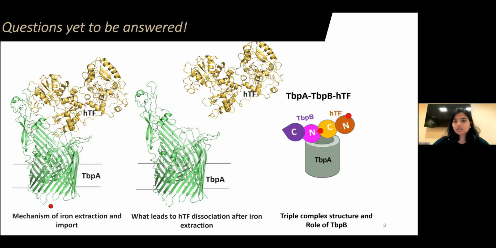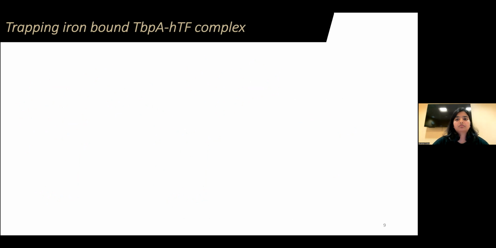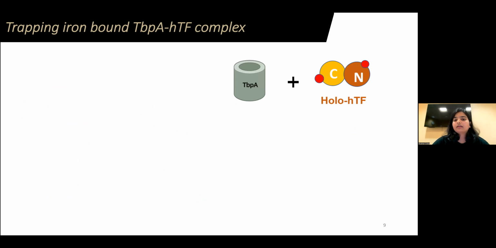With these initial questions, I started my work in the lab. The first thing we did was take TbpA and transferrin, in iron bound form this time. Since it's a TonB-dependent transporter, to get the iron from the transferrin it will need the TonB complex from the inner membrane of the bacteria. We are not providing the TonB complex in the system, so we should be able to capture the iron bound form of the transferrin in the complex. With this plan, we started sample prepping.